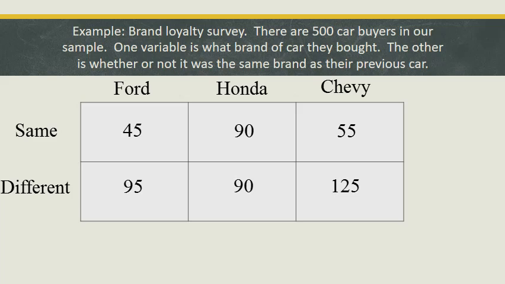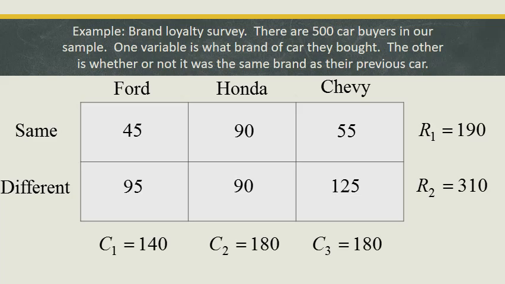In order to calculate expected values, we need row and column totals. Here are the row totals, and here are the column totals. Notice the row totals are denoted by R, and column totals are denoted by C. And lastly, our sample size of 500 is still called N.